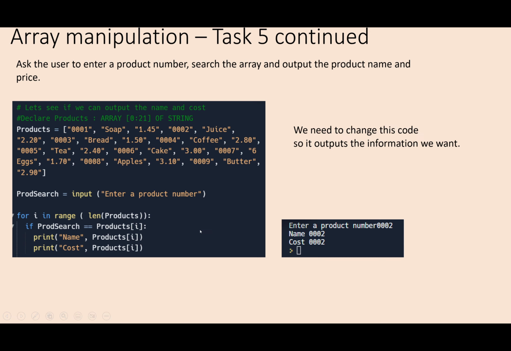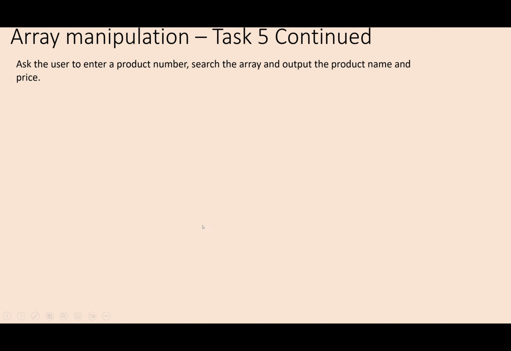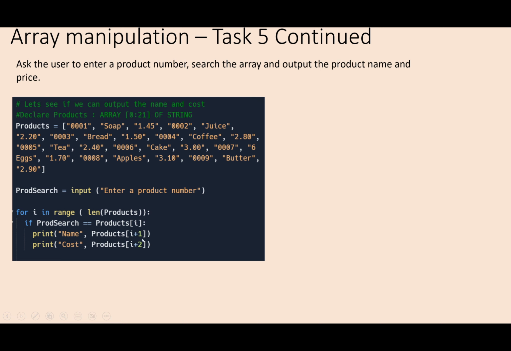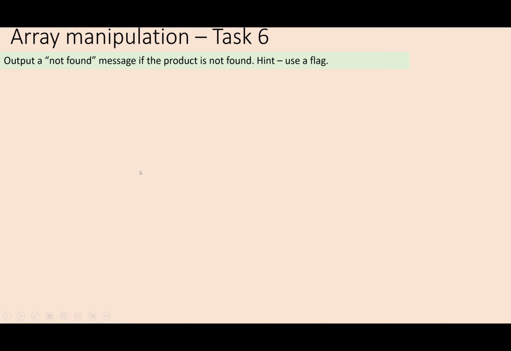Let's have a look at the next slide for the answer. So we're actually printing I + 1 and I + 2. Sometimes you could be given these all in a single array, or they could even have been 3 arrays, one for the products, one for the product codes, and another one for the price. But in this instance we've got them all in one array, so we need to actually just add to the value here.